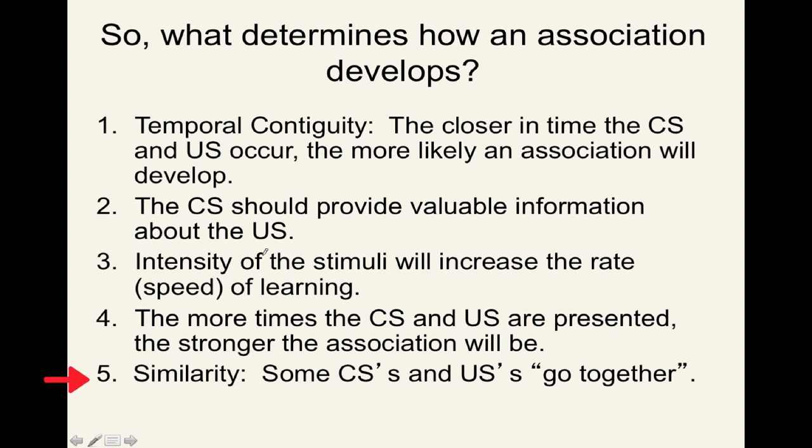And then finally, similarity, and this comes from the taste aversion study, and it just says that some CSs and USs go together. The taste aversion study is just one type of study that shows this. There are a whole bunch of other ones that also demonstrate that some conditional stimuli and some unconditional stimuli just seem to go together. But a good rule of thumb is that if the unconditional stimulus happens inside of our body, it's an internal sensation, then the conditional stimulus should also be internal, like a taste or some other sensation. If it's happening outside of our bodies, then both CS and US should be outside.